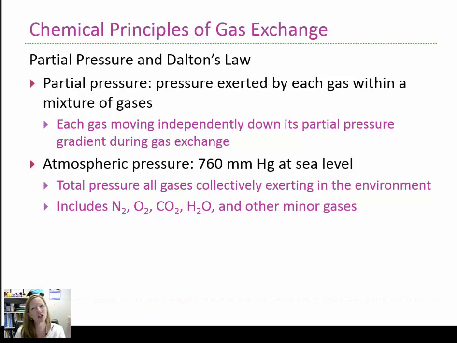Before we do that, let's take a look at some chemical principles of gas exchange. So now we have even more gas laws. Yay! If you didn't like that chemistry before with Boyle's law, you're not going to like it here either.